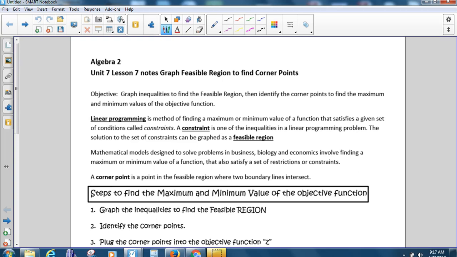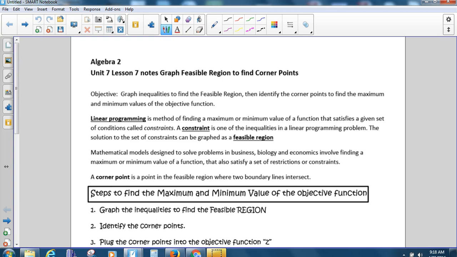And what we're doing is, it's a method of finding a maximum or minimum value of a function that satisfies a given set of conditions called constraints. The constraints are the inequalities, the lines of inequality that we draw, okay? The solution to the set is called the feasible region. We talked about that in the previous lesson.